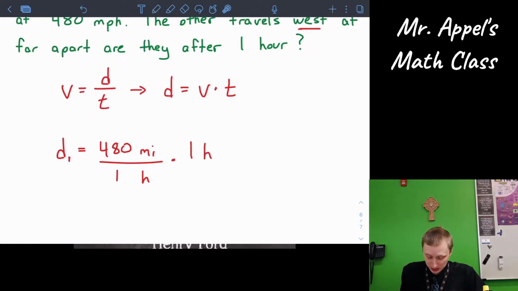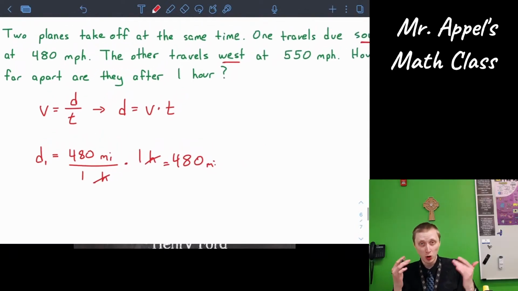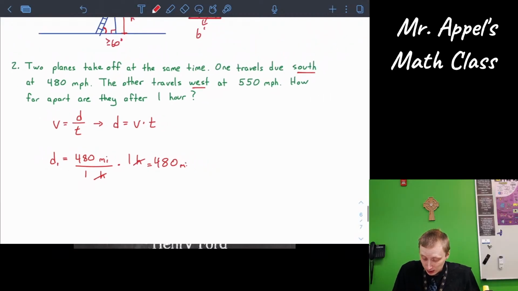Oh, hey, look at that. Easy peasy. Divide by 1 hour, multiply by 1 hour. Hours reduce, cancel out. And the only unit left there is miles, which is a unit of distance. So you can see how this equation checks out based on the units. And 1 and 1, it's just 480. Yes, I did that on purpose to make it simple for you. So the distance 1, the first plane gets 480 miles, in this case, towards the south in an hour.